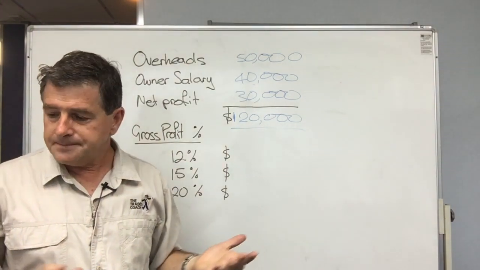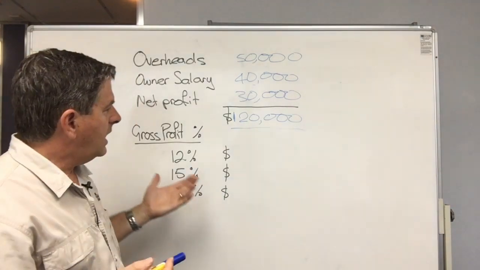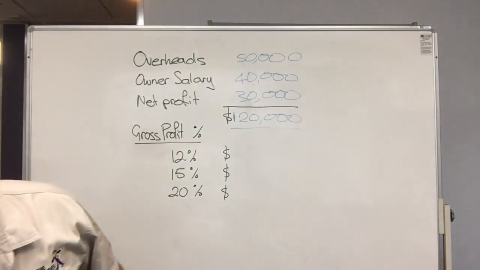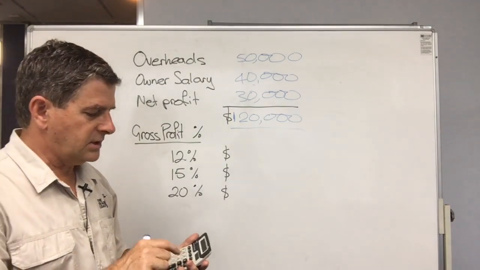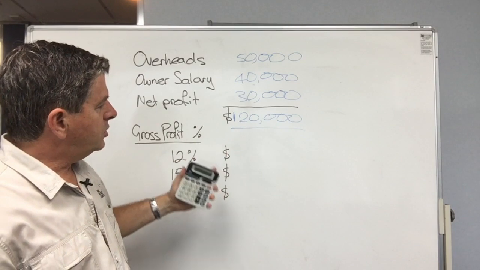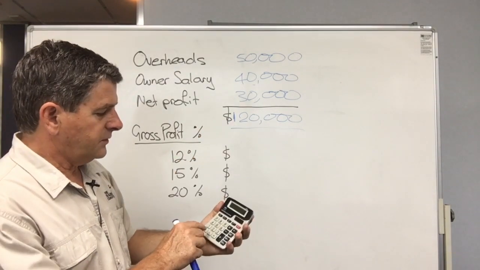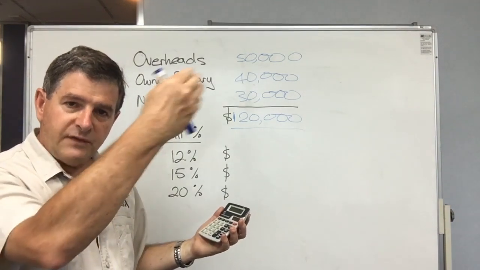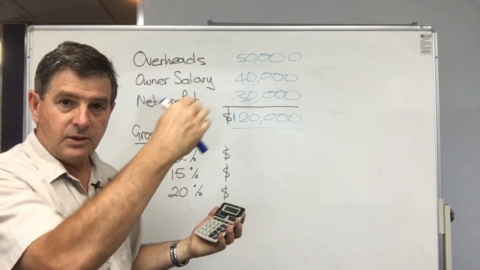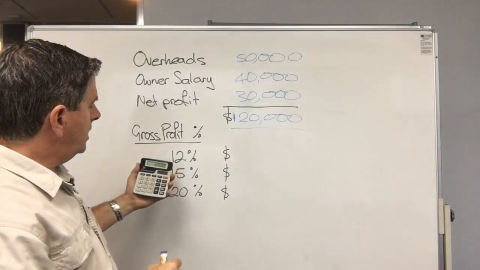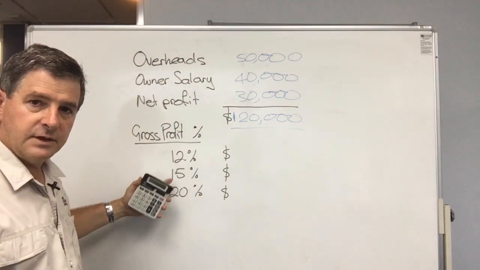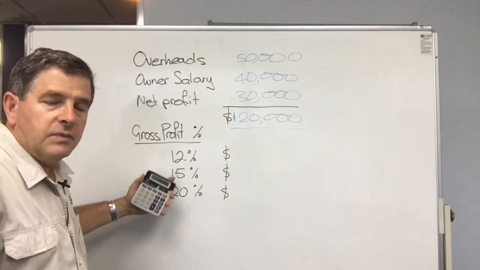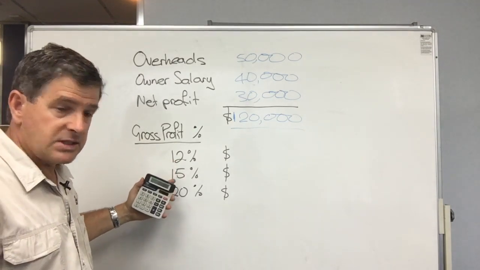Okay, based on that, how much revenue do you need to generate in order to get that figure? I can't calculate that in my head, so I use a calculator. You start with $120,000 worth of gross profit, and to find the revenue figure at the sales, the top line, these are various gross profit percentage rates that you could look at in your business.